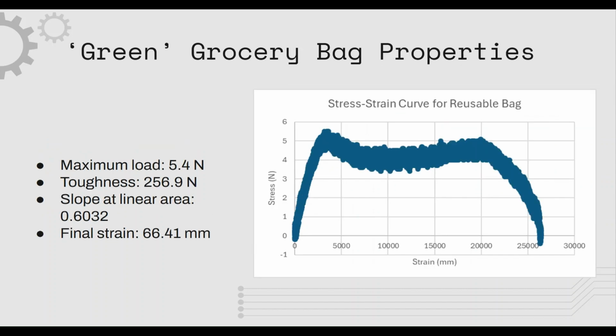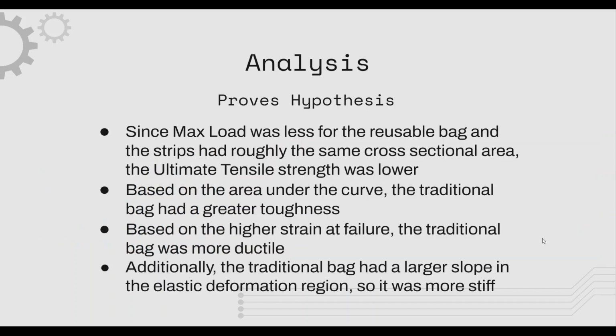For our green grocery bag, the maximum load was much lower with 5.4 newtons. The toughness was only 256.9 newtons, so a smaller area underneath this curve. The slope at the linear area, it may look similar, but there's a pretty big difference in the axes here. It was only 0.6032, and then the final strain was only 66.41 millimeters.